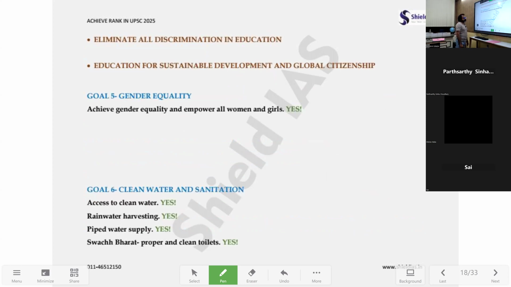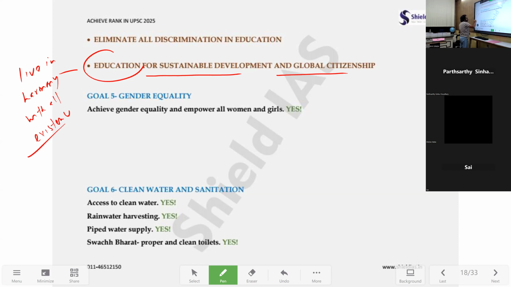Next is eliminate all discrimination in education. That means gender discrimination should not be there, or the class difference should not be there, caste difference should not be there. And what should be the end purpose of education? Sustainable development and global citizenship. That means we have to create global citizens, means most broad-minded people who can live in harmony with all existence, as stated by Rabindranath Tagore. The quote that we did in the class.